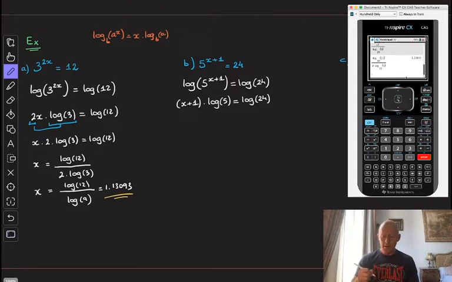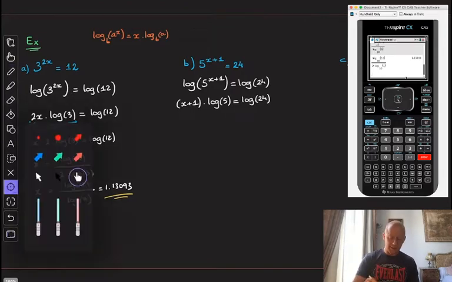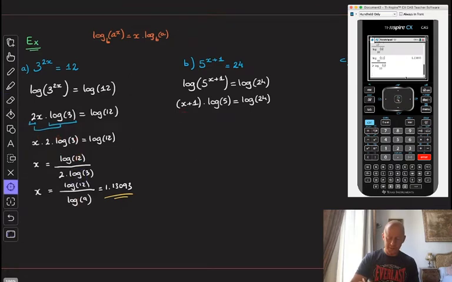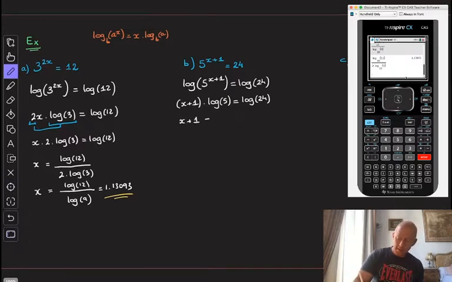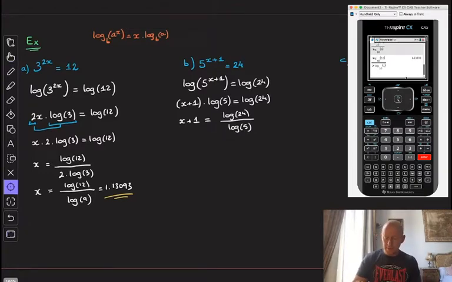Okay? Now that that's done, I need to isolate this x. And for that, I'm going to divide both sides of this equation. I'll start by dividing it by log of 5, okay? And that will leave me with just this pair of parentheses here. So if I divide both sides by log of 5, that leads to x plus 1 equals log of 24 over log of 5. Now I should say, notice that once I divided by log of 5, I no longer need that pair of parentheses, which is why I didn't bother writing them here. Okay, hopefully that was clear.